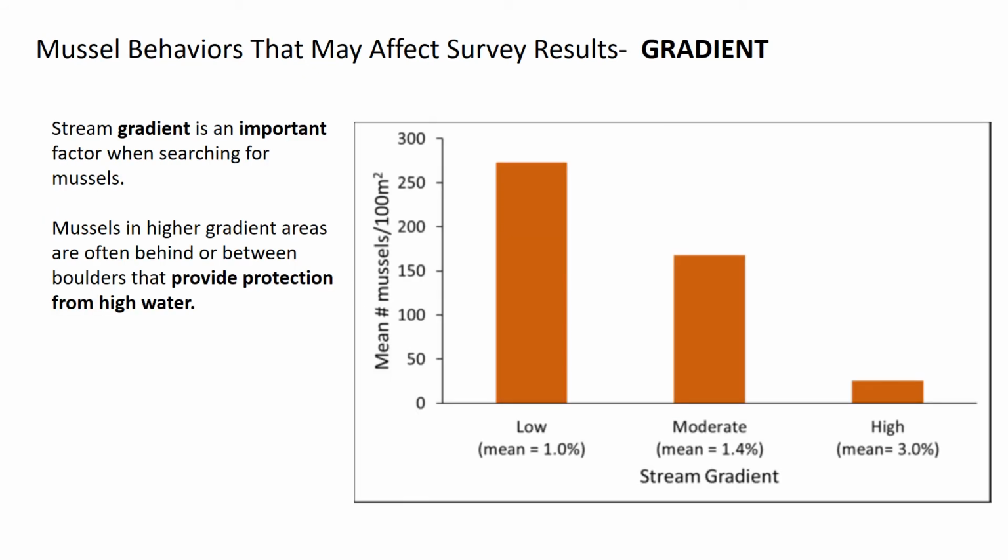Stream gradient also strongly influences where mussels can occur, and you can see that low gradient reaches by far had the highest density of mussels. Mussels can occur in any gradient, but if it's going to be a high gradient reach, they're going to be behind boulders or log jams or something that provides protection from high water.